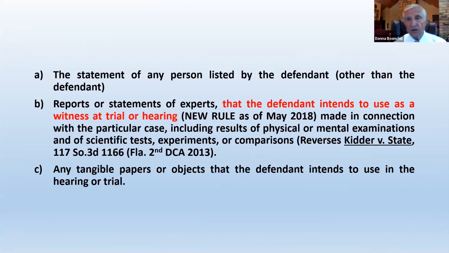That's a new wording as of May of 2018. It used to be the state had to provide it regardless of whether or not they were going to call them. That's now been changed. And that's made in connection with a particular case, including results of physical or mental examinations and of scientific tests, experiments, or comparisons. There was a second district case in 2013 that said that the defense had to turn it over regardless of whether or not they were going to call this expert, because that's the way the rule read, and the Supreme Court has now changed the rule. C, any tangible papers or objects that the defendant intends to use in the hearing or trial.